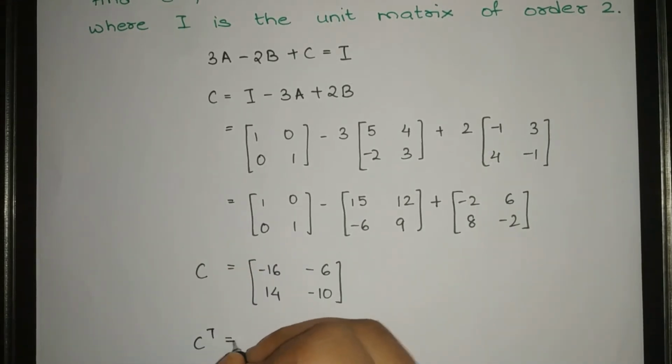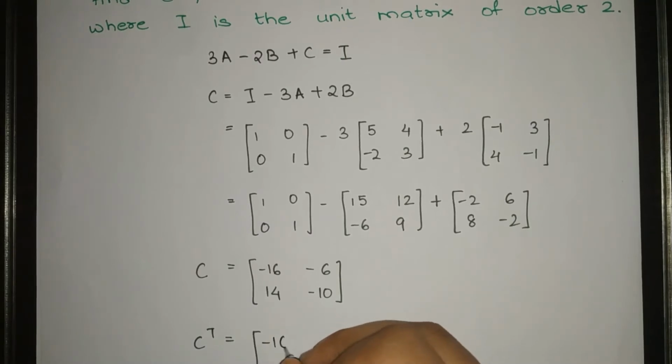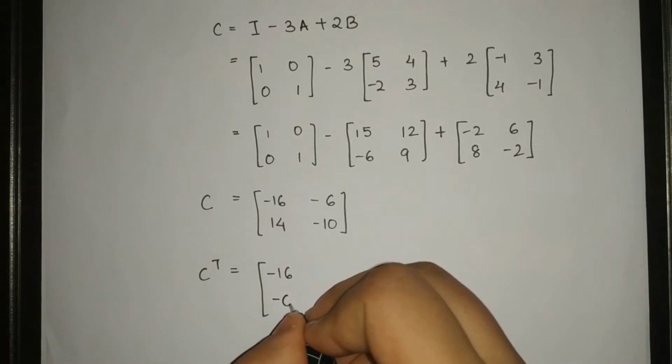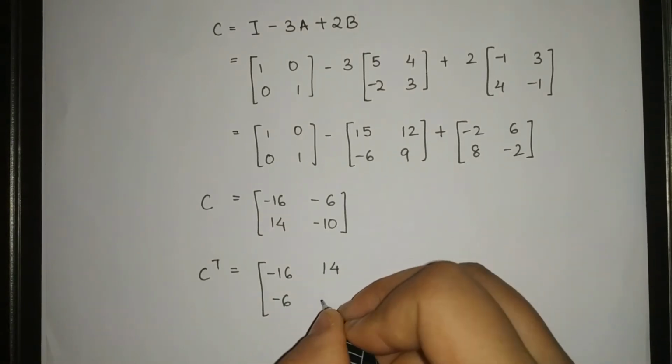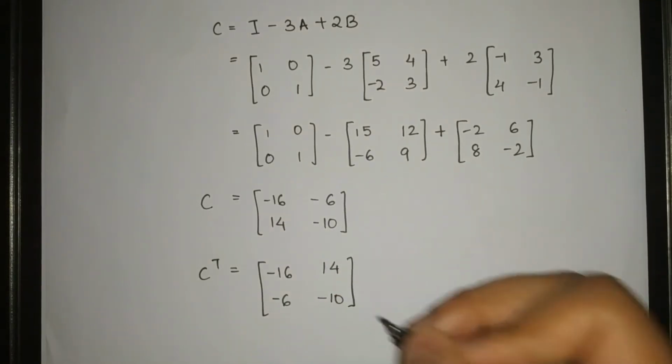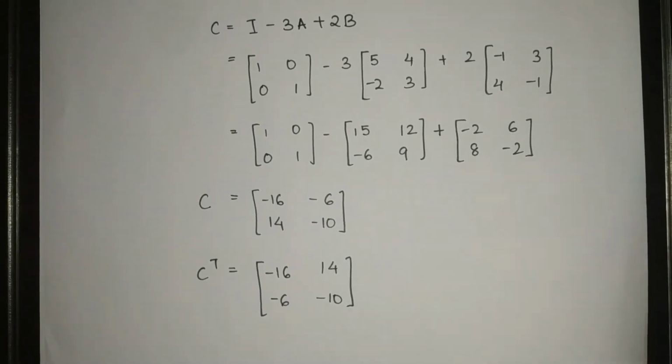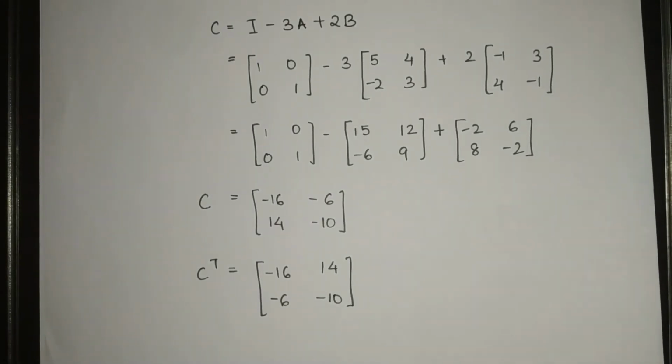तो C transpose क्या होगा? We just have to interchange the rows and the columns. So this becomes minus 16, minus 6, 14 and minus 10. That is the value for C transpose. Okay. Now let us do the 7th question.